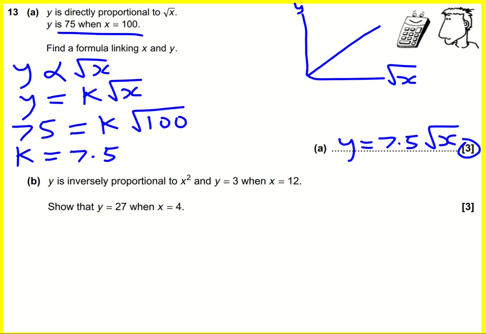Y is inversely proportional to x squared, and y equals 3 when x equals 12. Very similar sort of question, but we need to remember now what it means by inversely proportional. What we write down for that is that y is proportional to 1 over x squared. They're the same thing. To say something is inversely proportional is to say that it's proportional to 1 over.